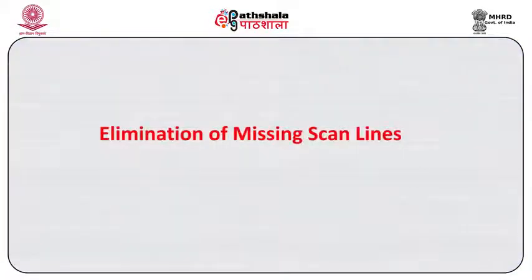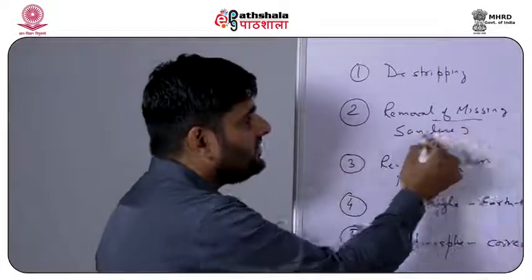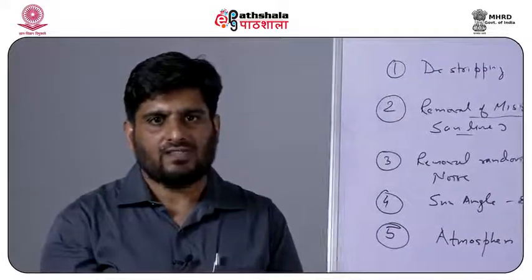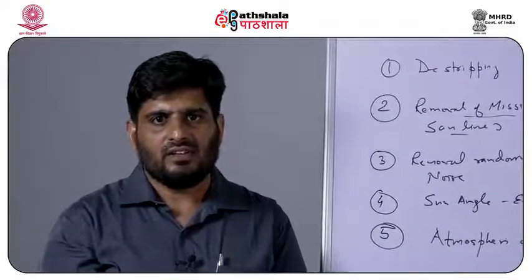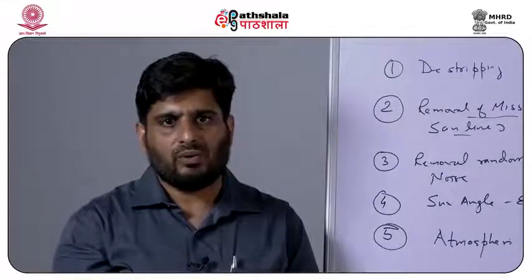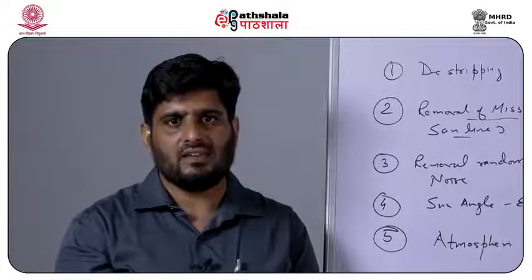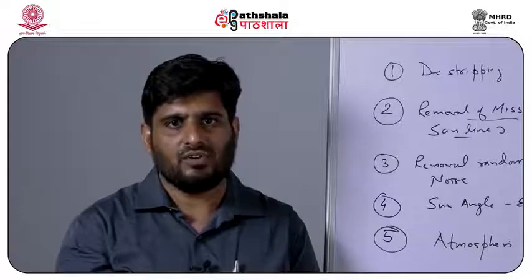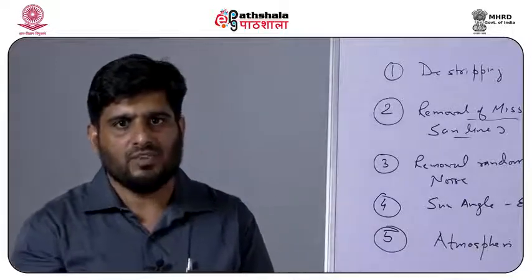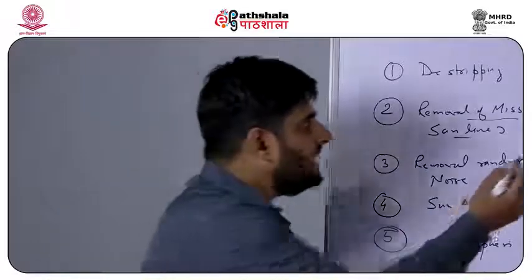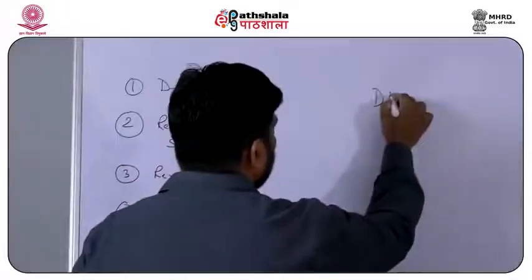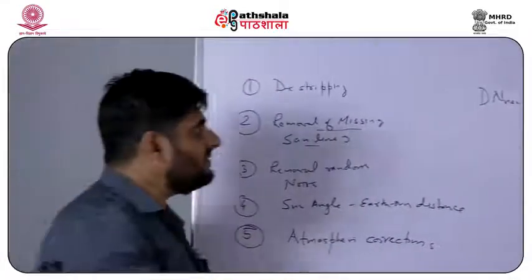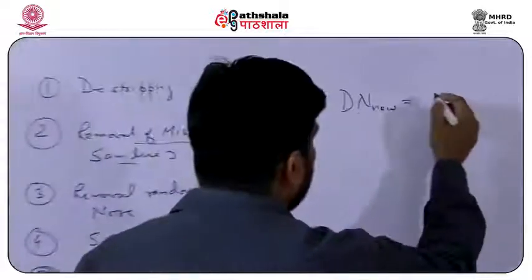Now, the next kind of radiometric correction is removal of missing scan lines. Viewers, you may often find a kind of streak in the remote sensing data, which generally occurs when a particular detector in the sensor stops functioning. So it generates a kind of missing line in the remote sensing data. We can easily remove these missing lines by using a simple algorithm, where we find the pixel values in the missing lines with respect to the pixel values of the adjacent lines.